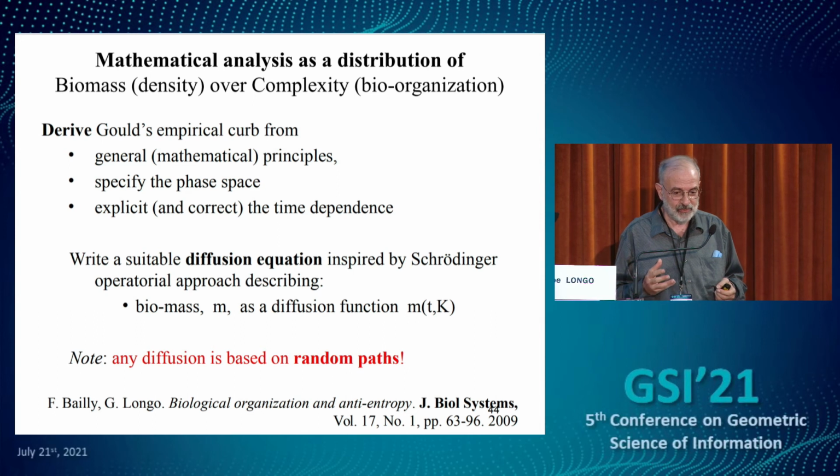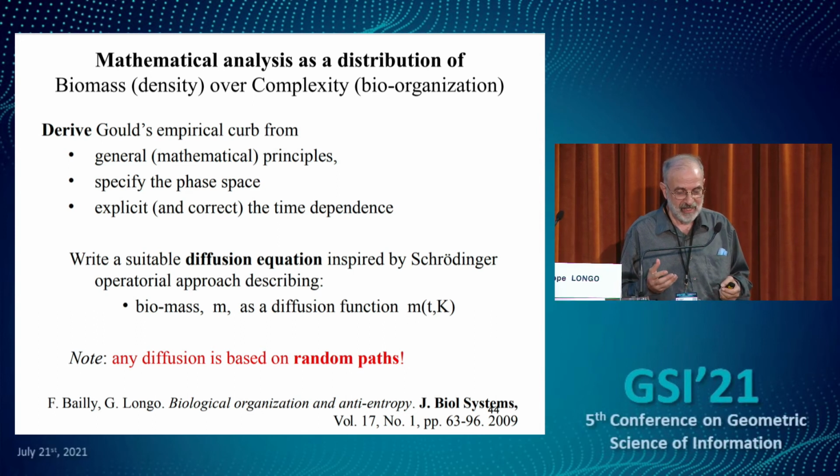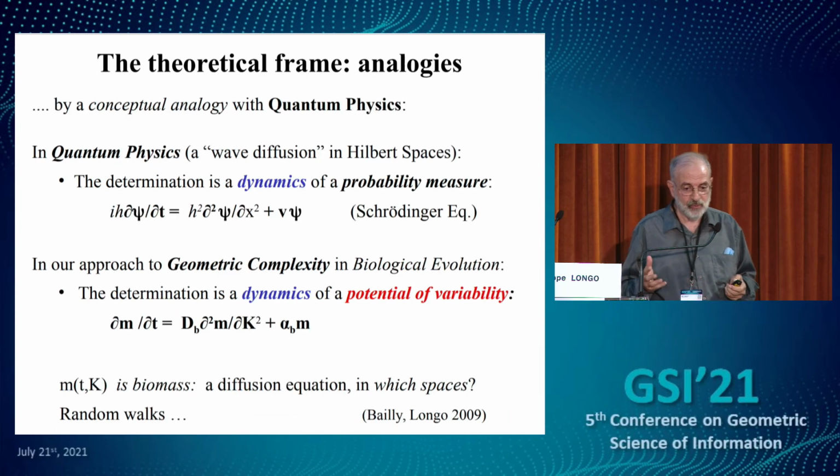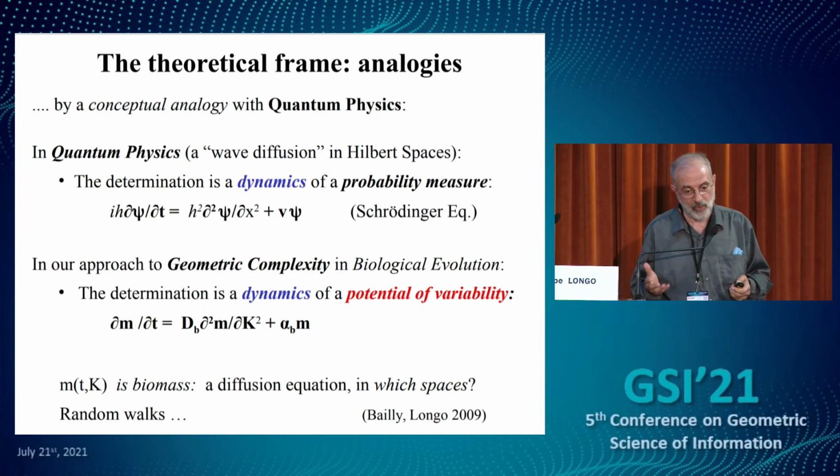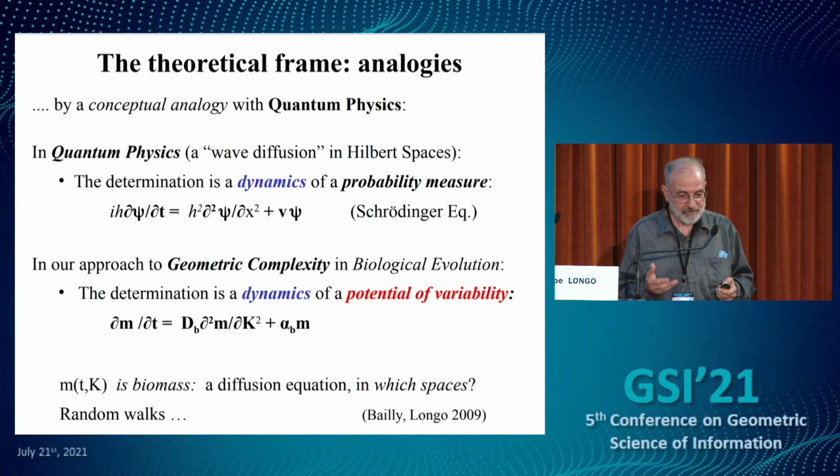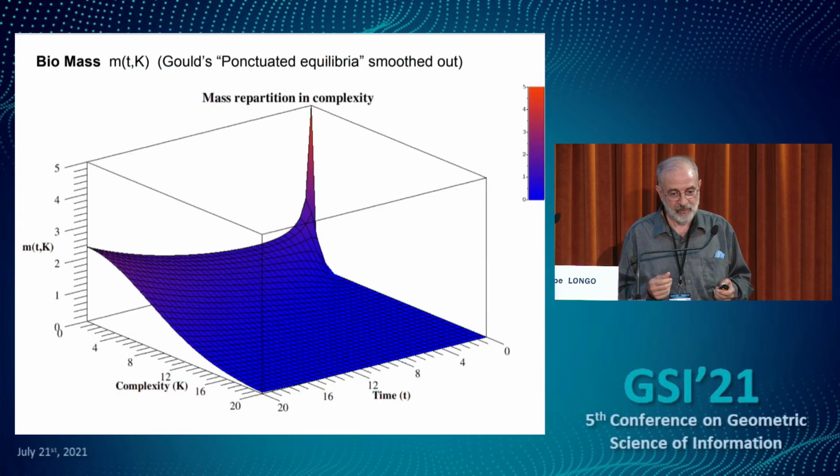The idea was to take some sort of a diffusion function. As any diffusion is based on a random path, you see the functionality of randomness in biological processes. Very quickly, we used an analog of the Schrödinger diffusion equation, but with no complex numbers. It is a diffusion equation. But in the Schrödinger approach, what is described is the dynamics of a probability amplitude, as we know. In our case, it is the dynamics of a potential of variability. That's the fundamental difference. So we specified the function m, depending on time and k, the anti-entropy or complexity, and obtained this sort of diagram.